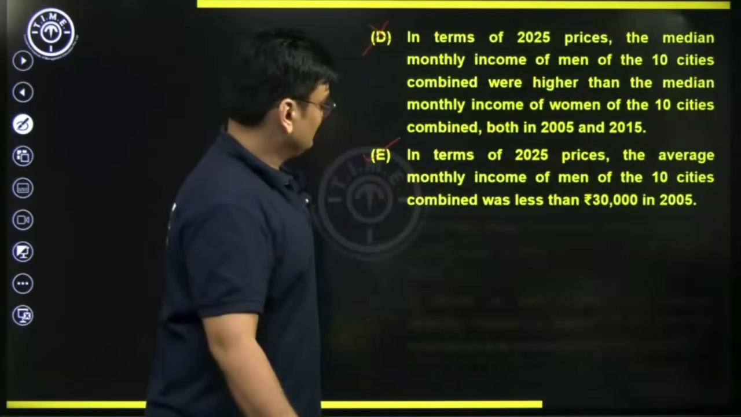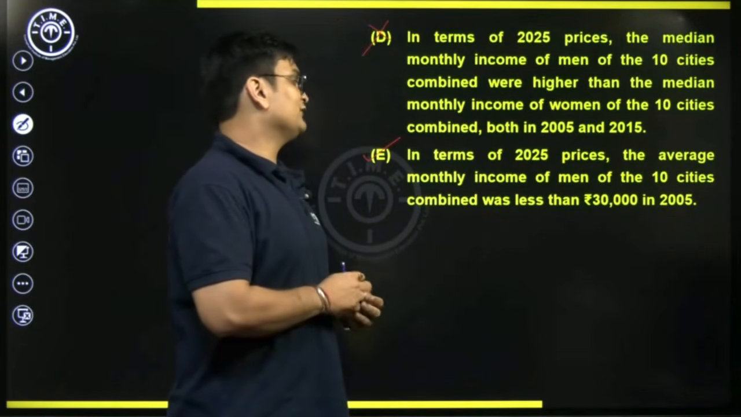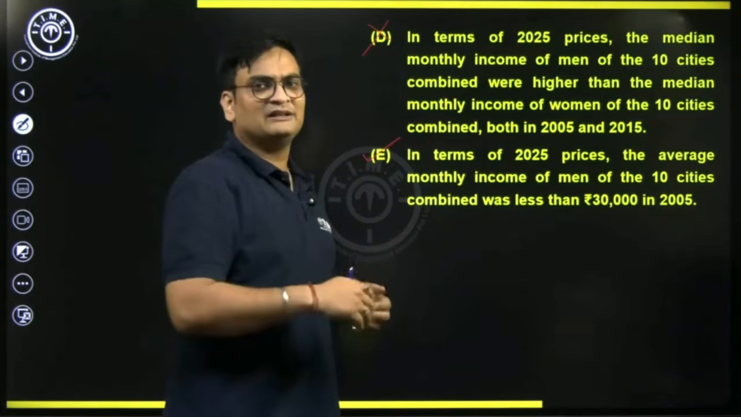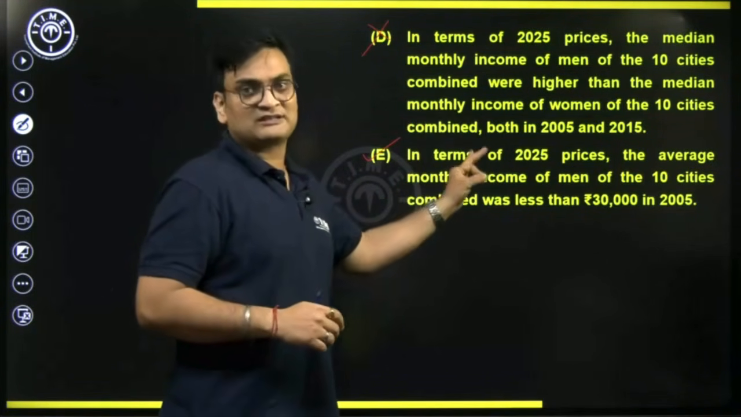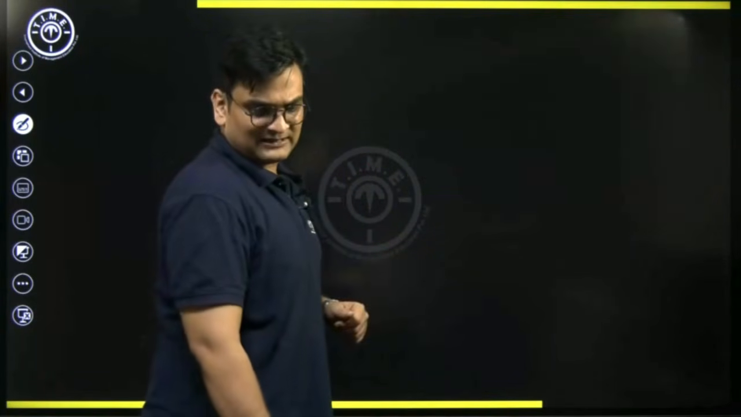Now what is he saying? He says in terms of 2025 prices, the average monthly income of men of the 10 cities combined was less than 30,000. That's definitely incorrect, false, and thus my answer. I hope we are clear with this.